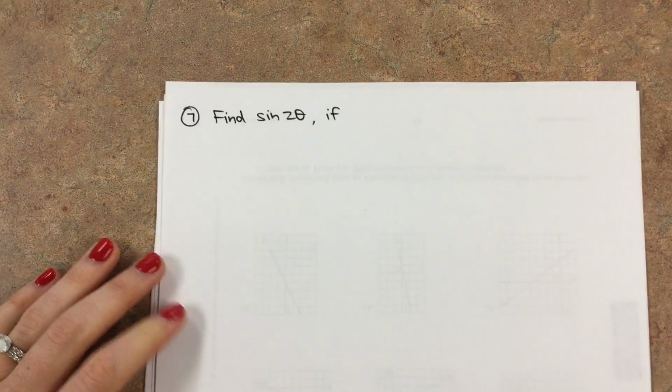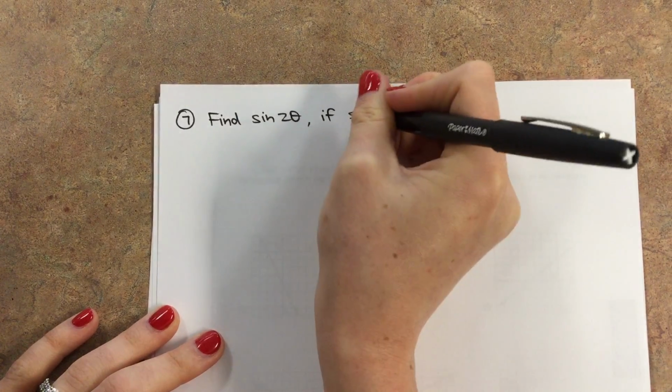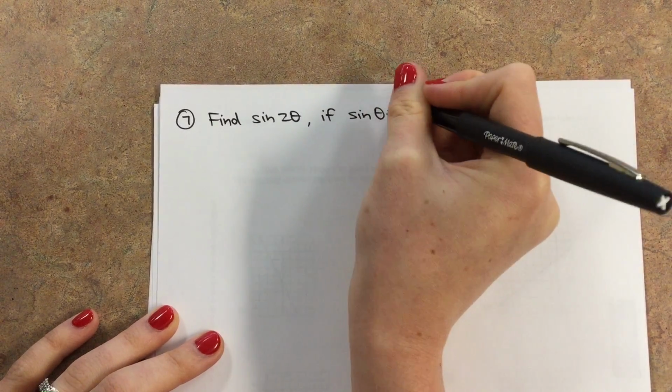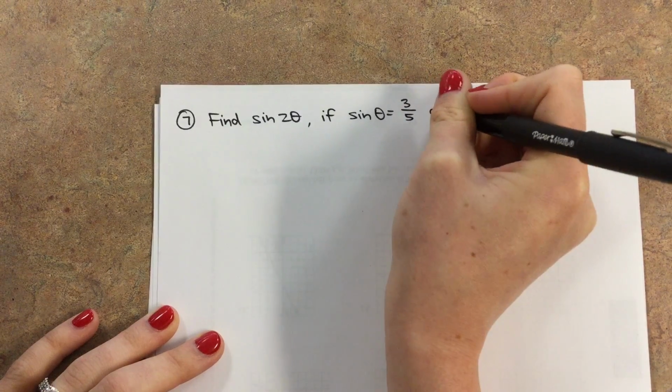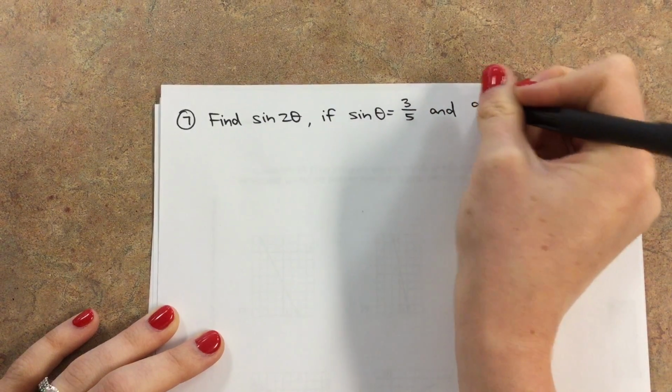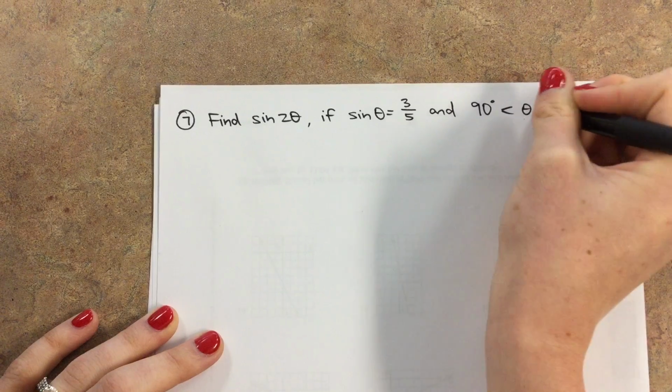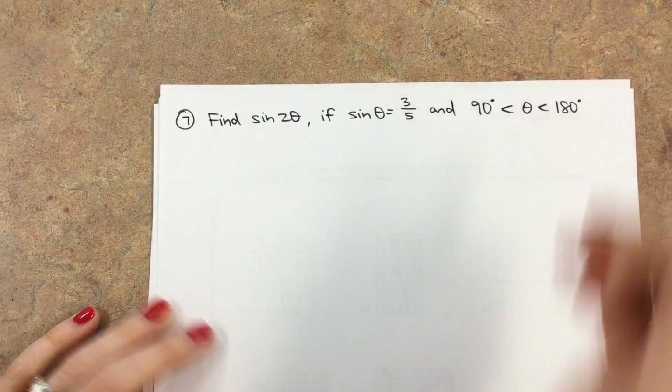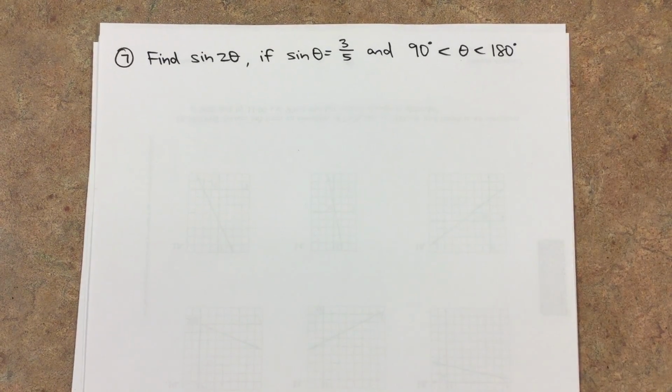If, and then you'll be given 2 pieces of information. You'll be given one of the 6 trig functions, and then you will be given a quadrant that the angle is in. All right, so we set that up.